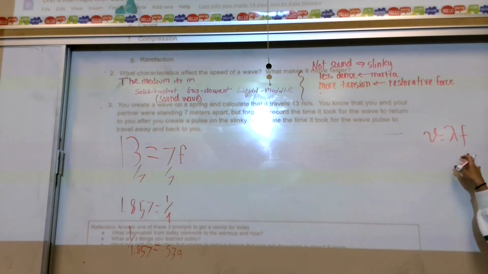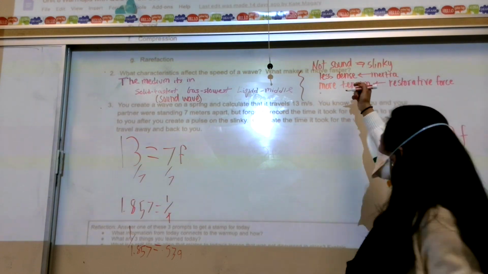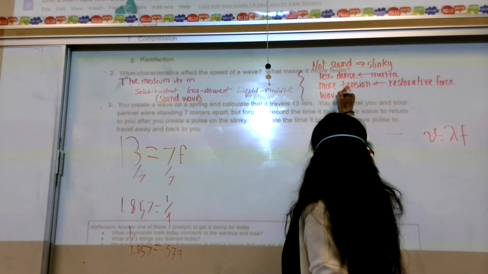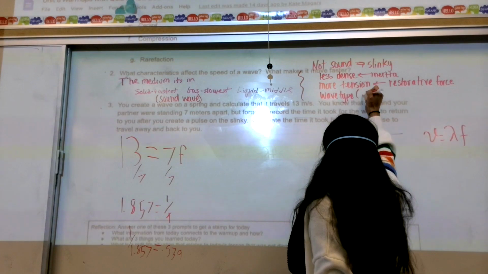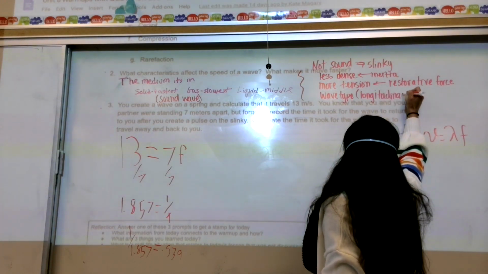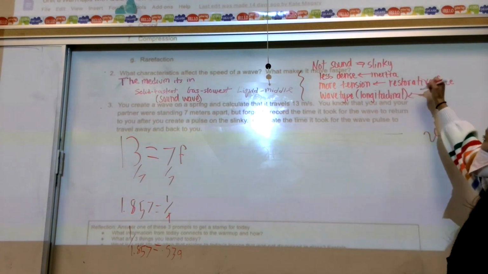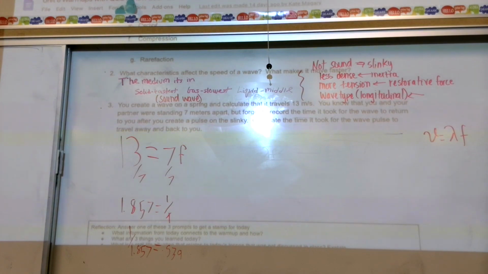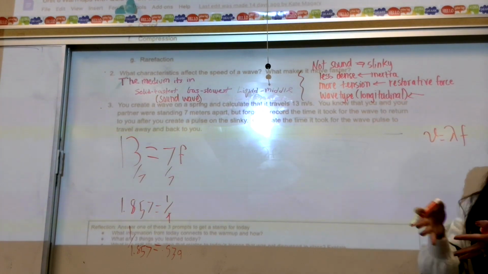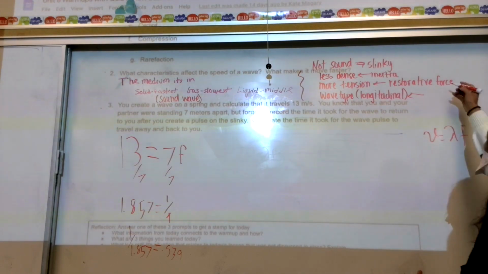So anyone have an idea what the third thing is that affects wave speed from our Slinky lab? Type of wave. So this is the wave type, and it is the longitudinal. Longitudinal. The reason why is because there's less displacement. Your wave particles are moving in the same direction as your wave speed. It makes it easier for the wave to travel.